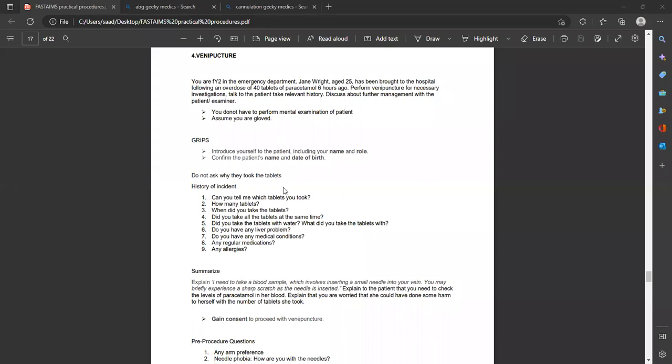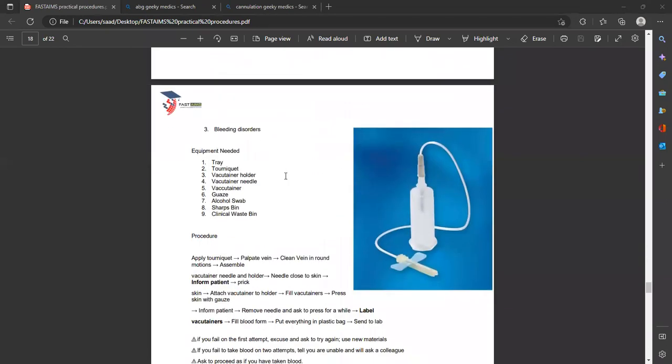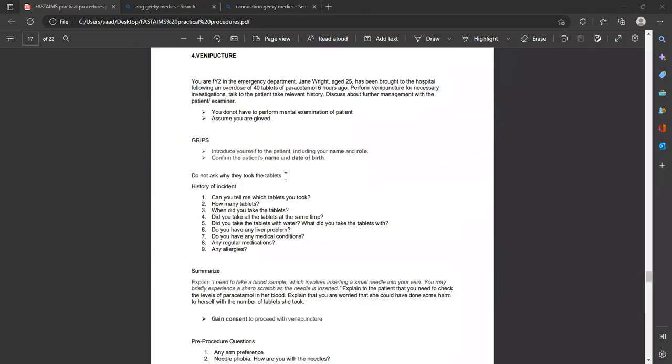That's great. Okay, so our fourth is venipuncture. The first name is venipuncture. It's very important. It's a PCM overdose, paracetamol overdose. So we will see how we're going to do this.